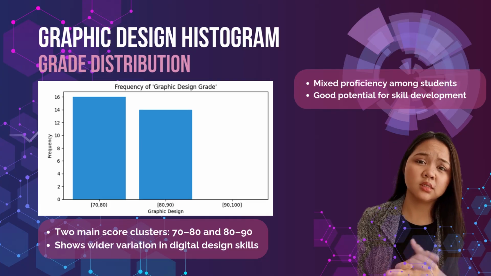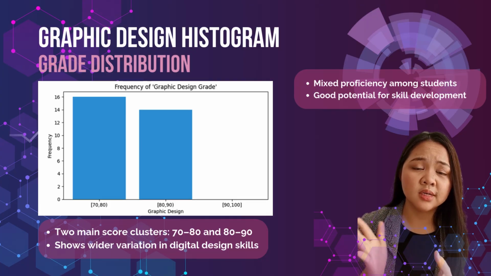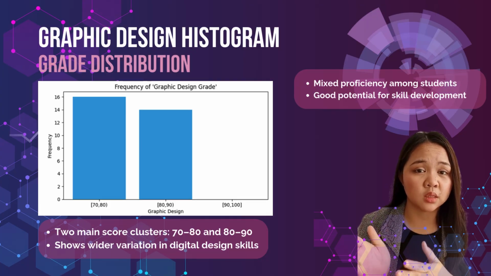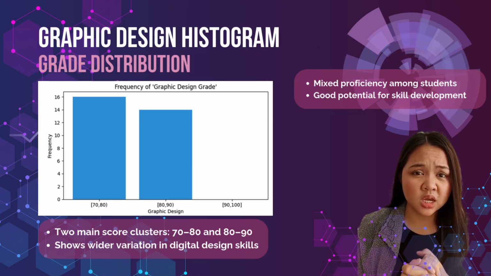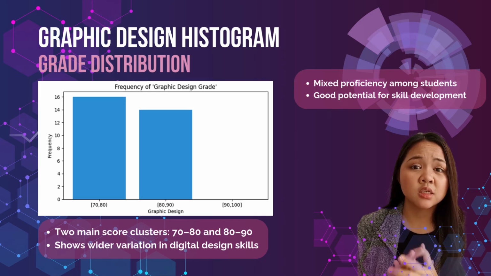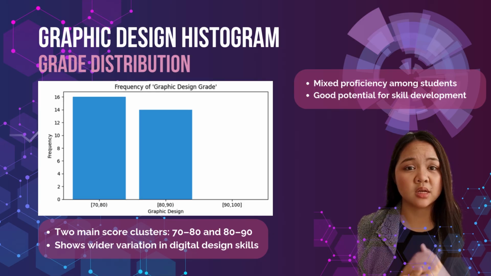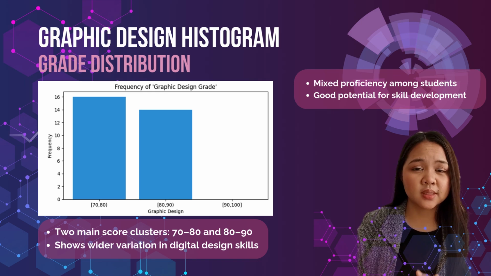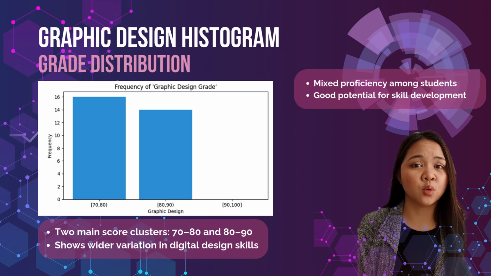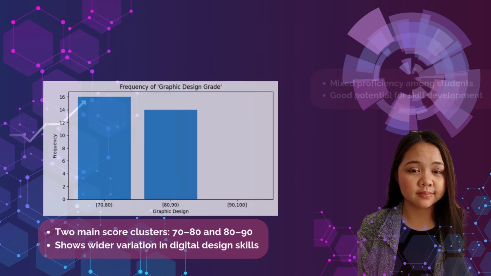This is the graphic design histogram. So, the graphic design histogram shows that scores are more evenly distributed between the range of 70 to 80, 80 to 90. This suggests variability in student skills in graphic design. Some students demonstrate strong creativity and skills, while others are performing at more moderate level. This pattern reflects a wider variation in project outcomes for this component.